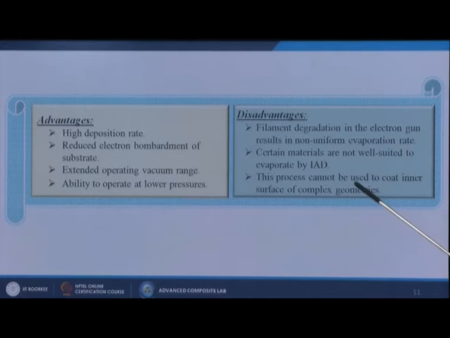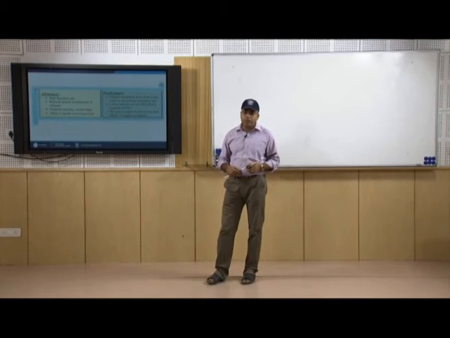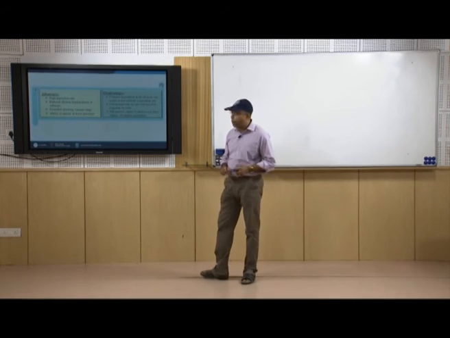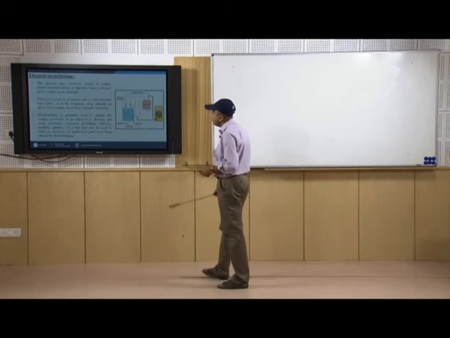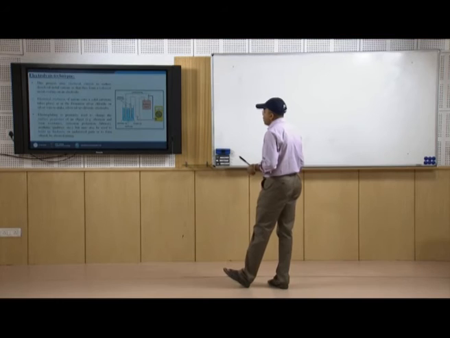This process cannot be used to coat the inner surface of complex geometries, which means there is a disadvantage that it can only coat the outer surface; it can't go inside any complex shapes. Next one is called the electrolysis technique.